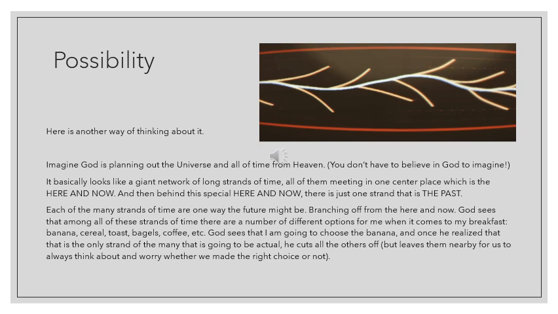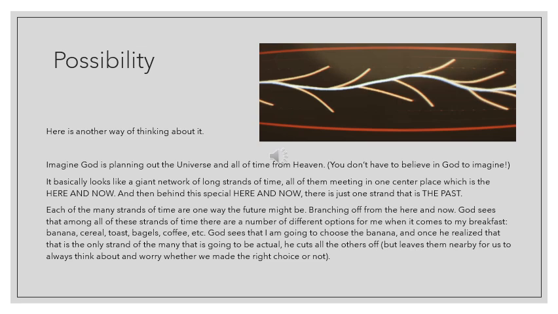God's kind of acting from the here and now and sees all these strands before him. And then behind the here and now, there's one strand, right? It's the special strand that is the past, right? That's the way that things actually happened, right? Now, each of these many strands shooting off into the future of time is one way that the future might be, right? Branching off from the here and now.